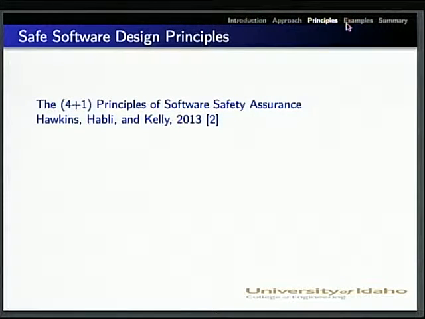With respect to the safe software design principles, these are newer. These were developed by Hawkins, Habli, and Kelly last year, and they call them the 4+1 principles of software safety. These ones were developed with a different goal. They were developed by looking at most of the current safe system development standards, by looking at what the standards require and putting that in a high level picture view. What do all standards require that you do in order to develop a safe system?